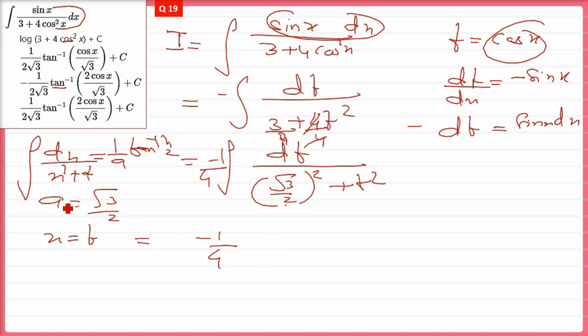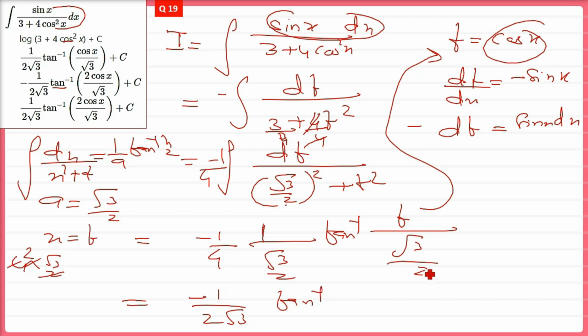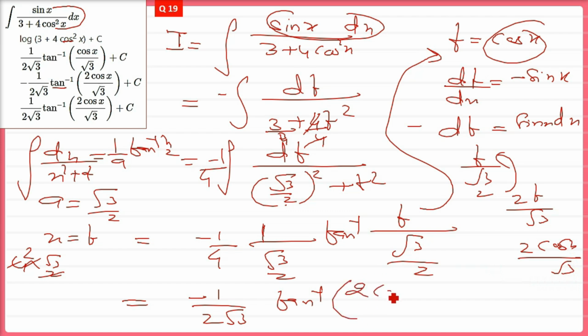So a we will take as root 3/2, x we will take as t. So negative 1/4 is still there. I am applying the formula now, 1/a, which is 1/(root 3/2), and tan inverse(x/a), that is t/(root 3/2). T was taken as cos x, so I'll just replace this t by cos x in the next term. And I'll simplify this also. 4 divided by root 3/2 is what? 2 root 3. So negative 1/root 3 will come as the coefficient, which is multiplied by tan inverse. What is t/(root 3/2)? 2 goes up, so it is 2t/root 3. T we have taken as cos x, so it will be 2 cos x/root 3. So let me write here 2 cos x/root 3, bracket close, plus a constant of integration.